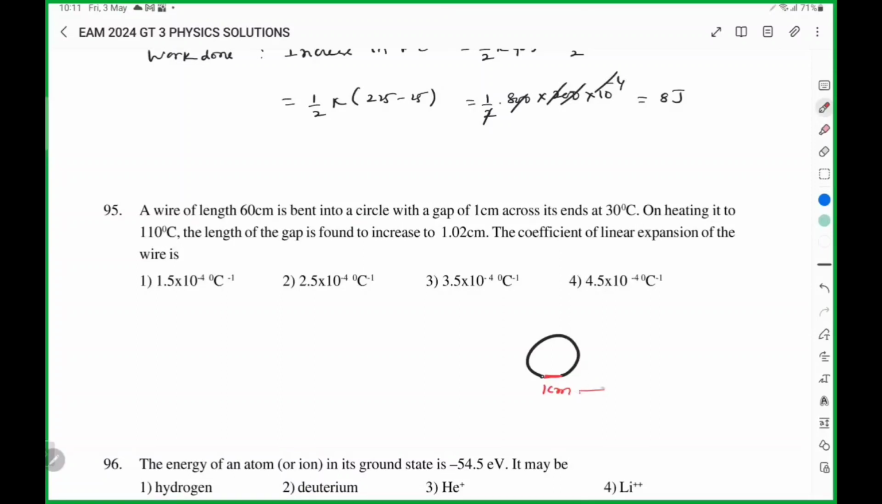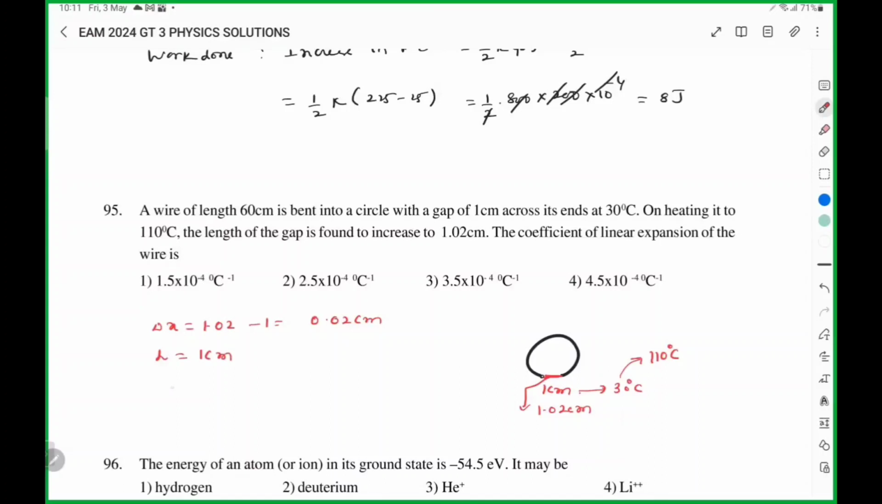Across its ends at 30 degrees centigrade, heating it up to 110 degrees centigrade. So the length of gap increases to 1.02 centimeter. The coefficient of linear expansion of the wire. Change in length is 0.02 centimeter. Initial length.